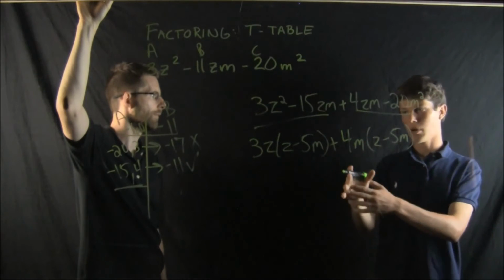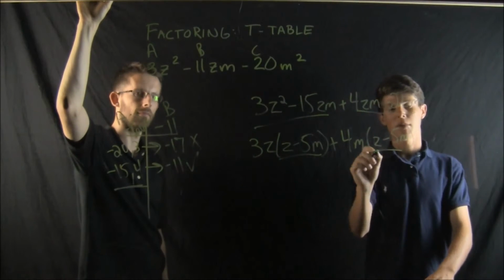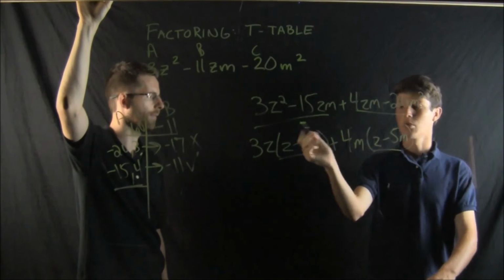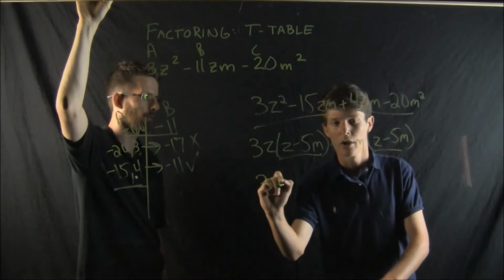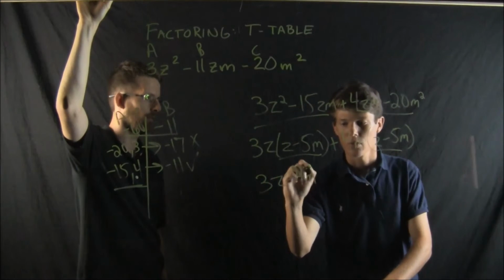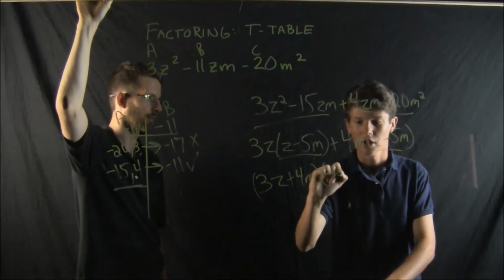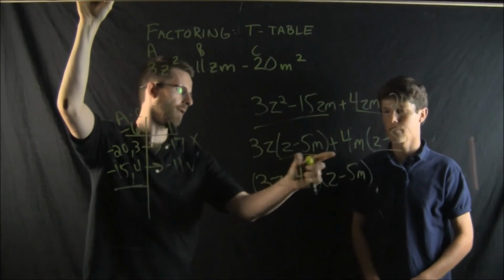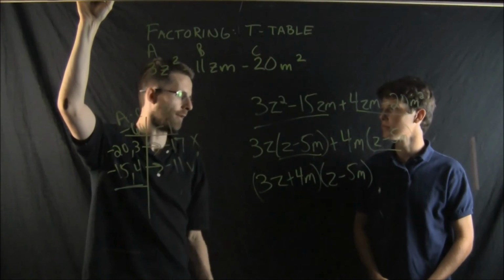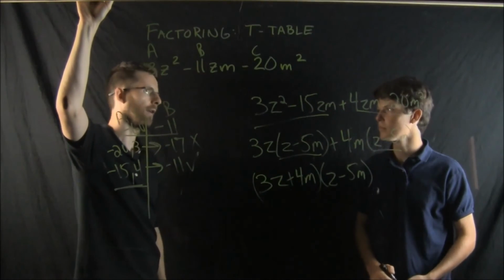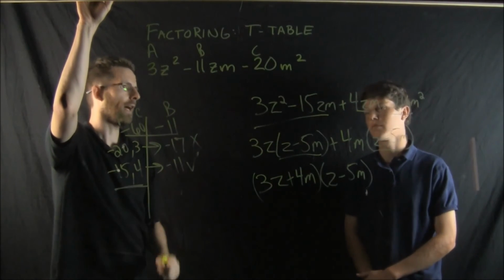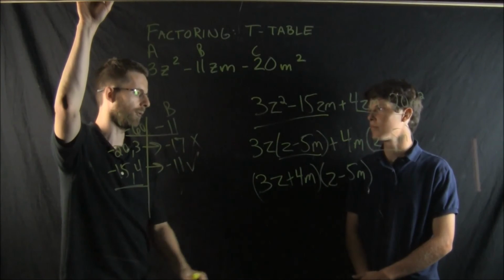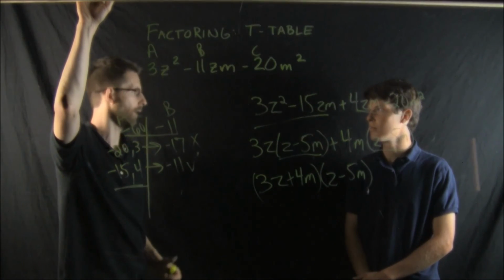So we look at what we have right now, and we have a z minus 5m as our greatest common factor between the two expressions. So we're going to factor that out, and we're going to have 3z plus 4m, and then our z minus 5m. So it's always nice when we get to this step and you see that you've got the same common factor, because then you know you did things correctly. Yeah, so it looks kind of scary with the multiple variables, but going through the same process that we're used to, you end up getting the correct answer.